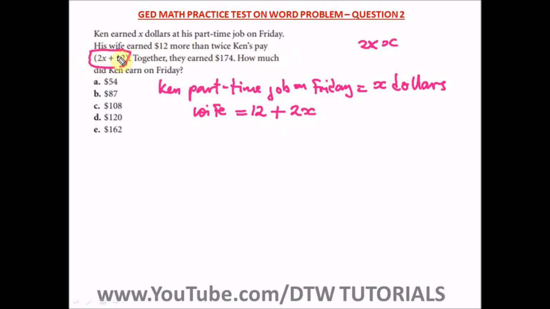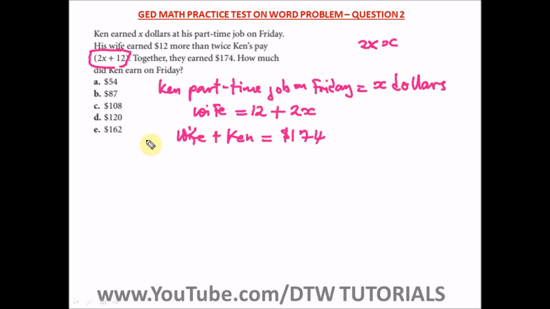The question has also given us a tip here. Now, it further goes that together they earned $174. Together they earned $174. That is the wife plus Ken is equal to $174 total. How much did Ken earn on Friday? So we're to find this X dollars.